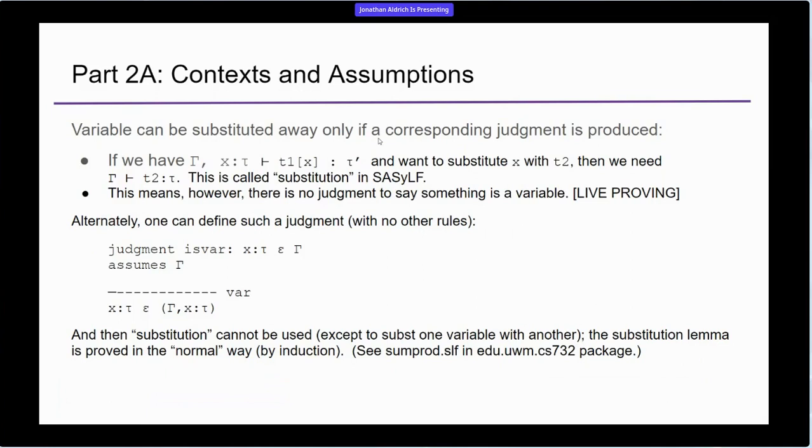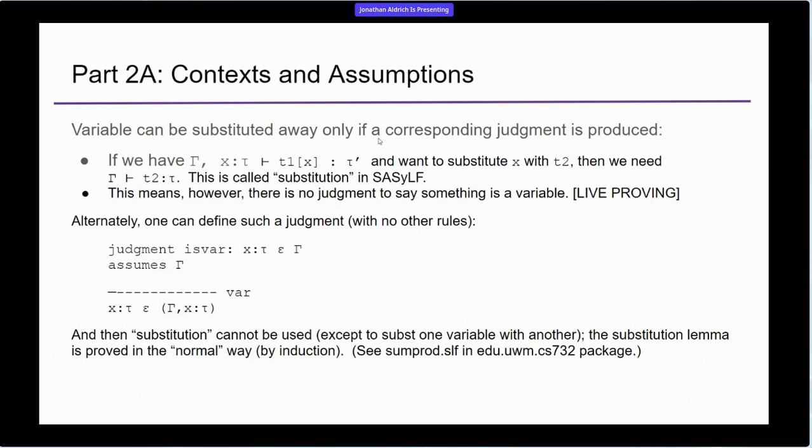And the example, our repo has something called SumProd, which is looking at sum types and product types, adding them to the simply typed lambda calculus, and it uses that way of doing it. That was what I wanted to say about that.